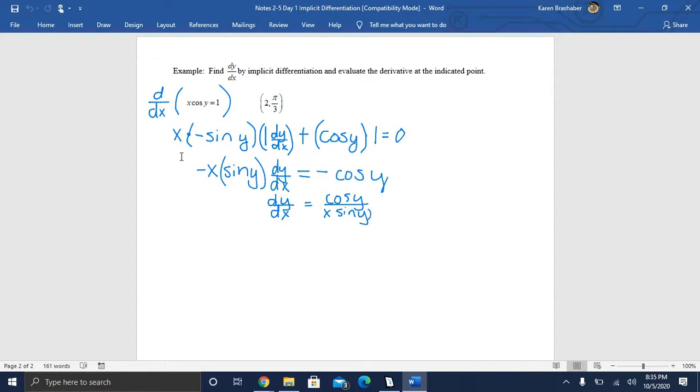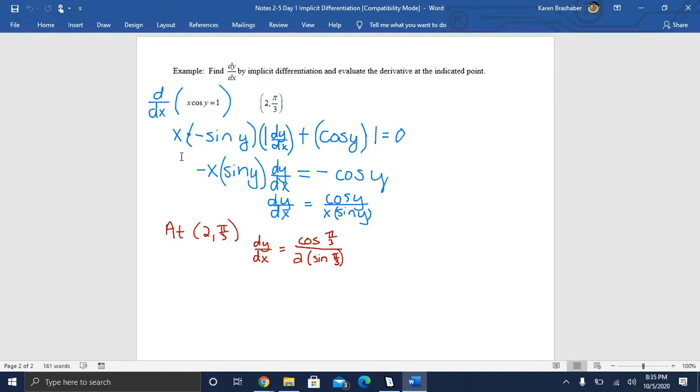And then we are to evaluate the derivative at the ordered pair 2 and pi over 3. So at 2, pi over 3, we'll substitute in. So dy dx would equal the cosine of pi over 3. That's our y value, over, and then our x value is a 2, and then we're doing the sine of pi over 3.